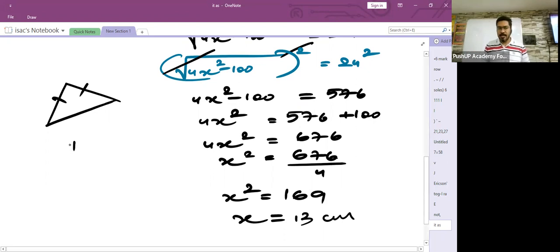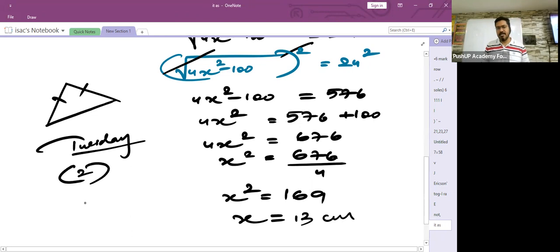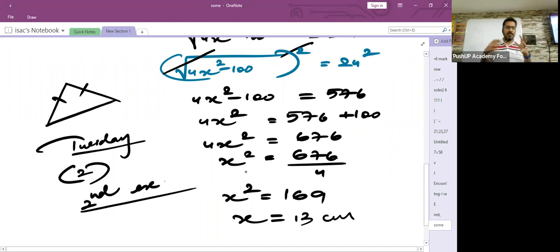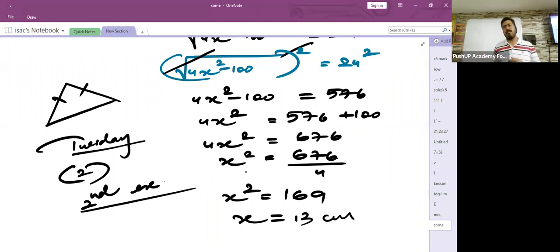We will be meeting on Tuesday. And on Tuesday, we will be doing two more sums from the first exercise. And then we will start the second exercise. All right. Just two more sums, something really good, which will be thought provoking. That kind of sum we will select from the first exercise and then second one. All right, children. So shall we wind up?